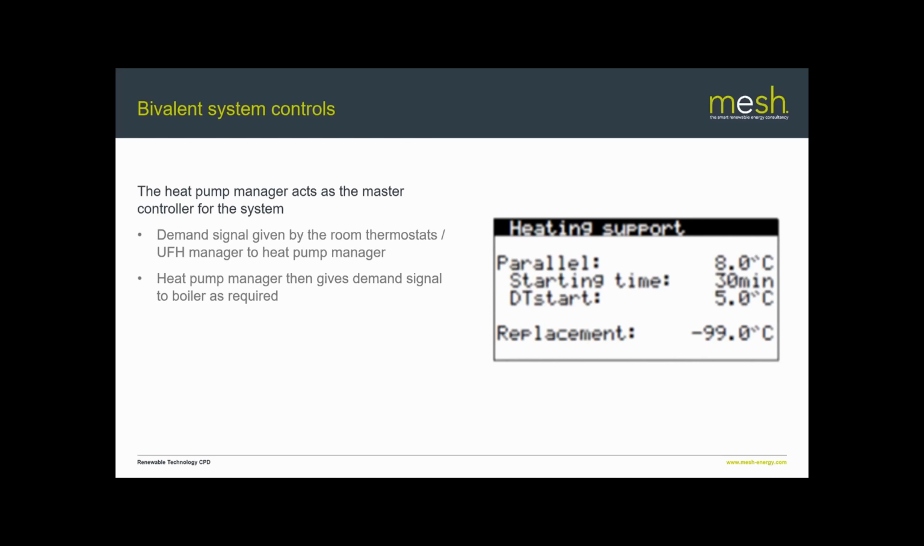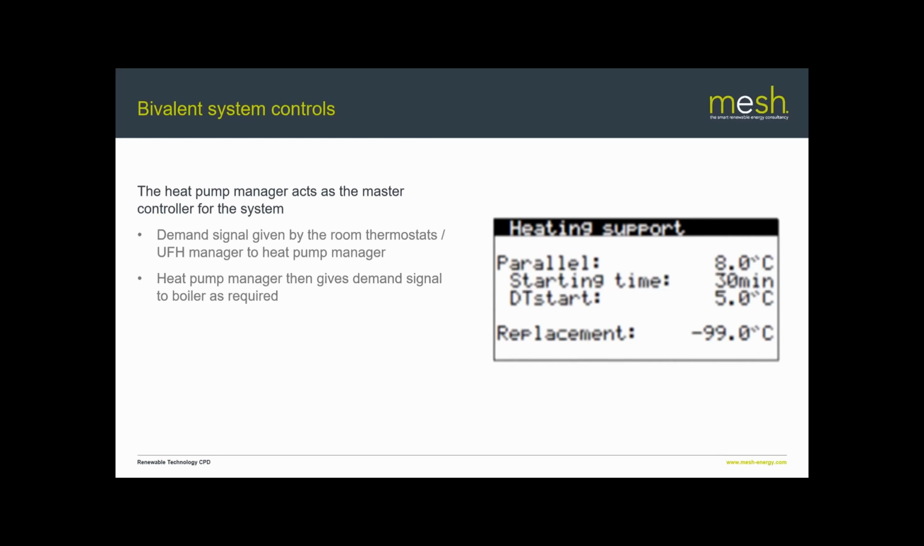It will allow the boiler to start when there has been a continuous demand for heating for at least 30 minutes. So you've got two if functions here. If the external temperature is below 8 degrees, then you allow the heat pump to start. If there's been continuous demand for 30 minutes, then you can allow the boiler to start.